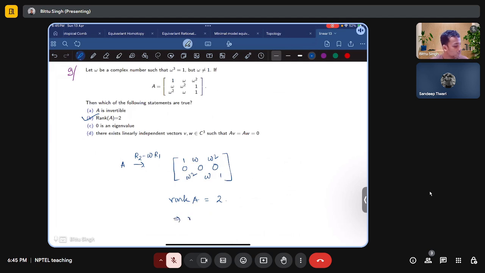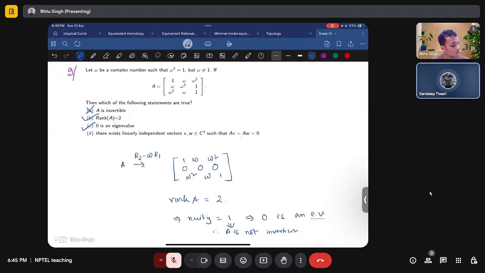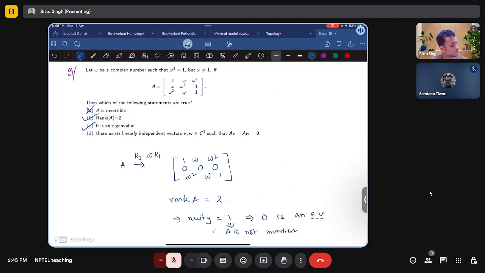So rank is 2, that implies nullity is 1. Nullity is 1 means 0 is an eigenvalue. This is true. A is not invertible because nullity is 1, therefore A is not invertible. There exists linearly independent vectors V, W such that... D will contradict nullity equal to 1.